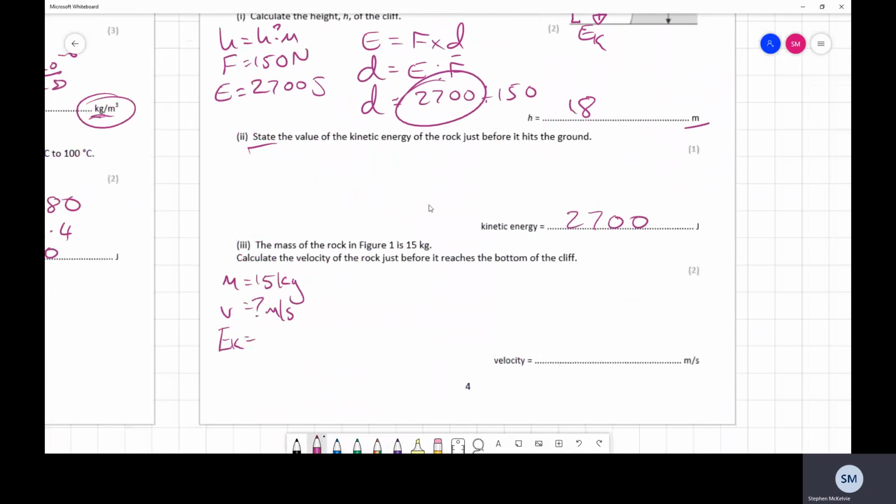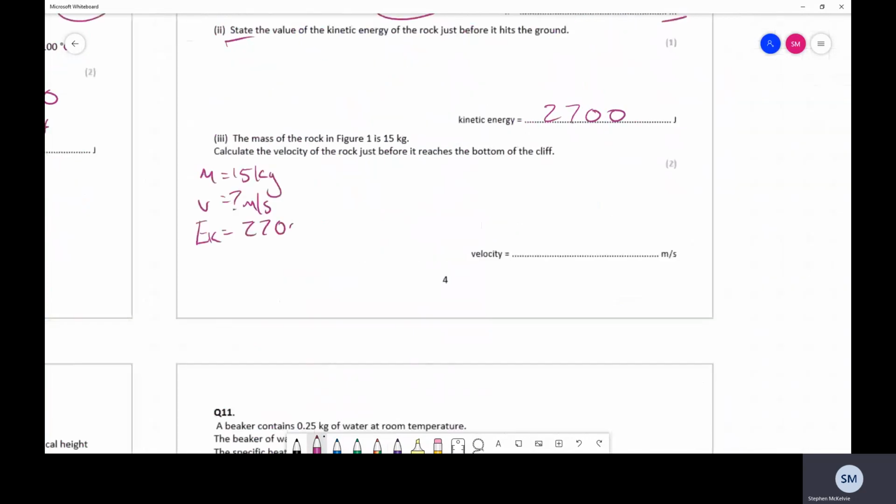EK is equal to 2,700 joules. And my equation is EK is equal to 1/2 times mass times velocity squared. It's asking me velocity in meters per second. I've got no strange units. So velocity is equal to the square root of EK over 1/2 times m. Just substitute my numbers in.